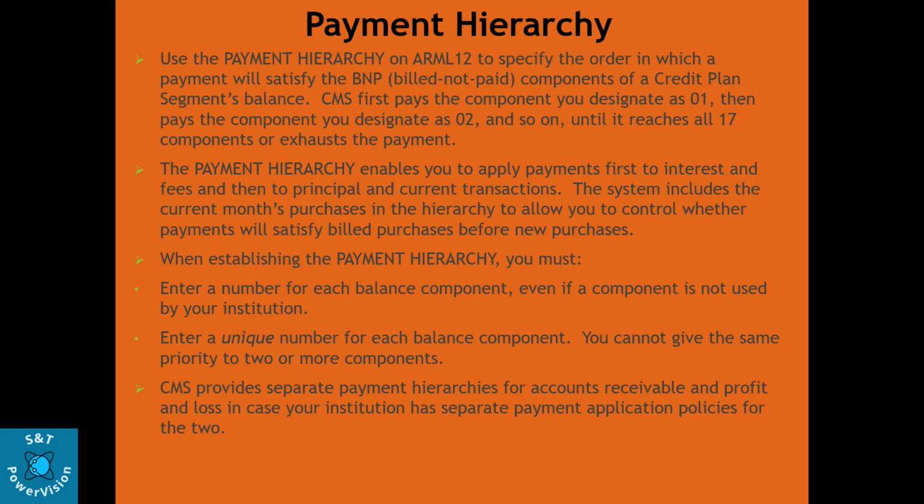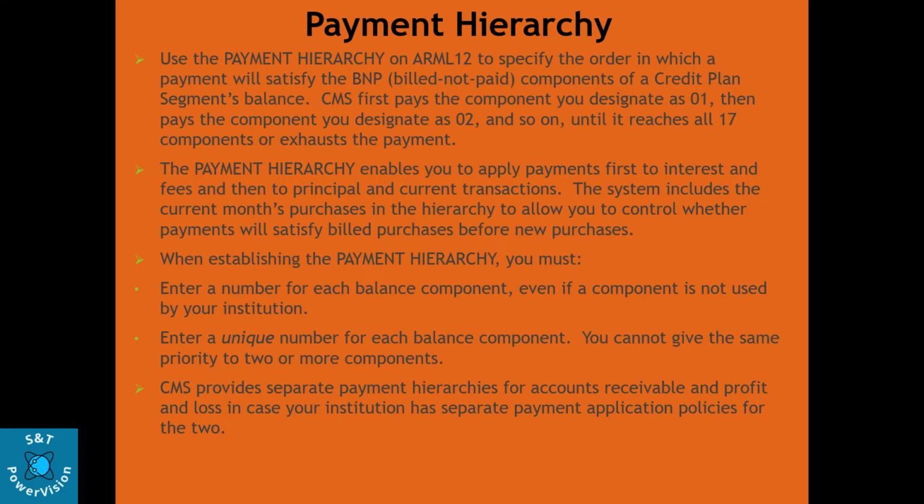CMS first pays the component you define as 01, then pays the component with priority 02, and so on. In total there are 17 BNP components defined on ARML12. Each component has a priority like 1, 2, 3, 4 till 17. We should remember that the same priority cannot be assigned to two components here. So the payment hierarchy enables you to apply payment first to interest and fee, then to principal and current transactions. This is the order in which the payment hierarchy is normally applied.